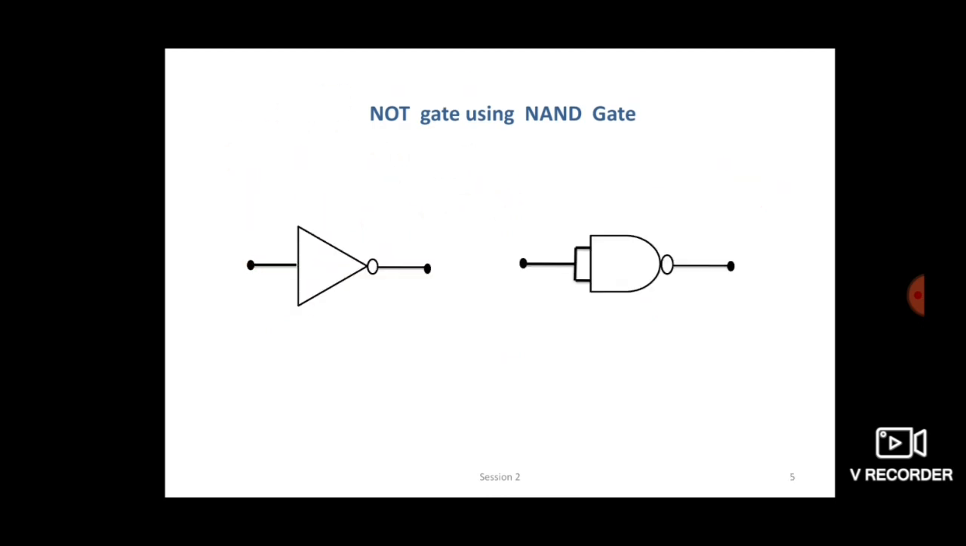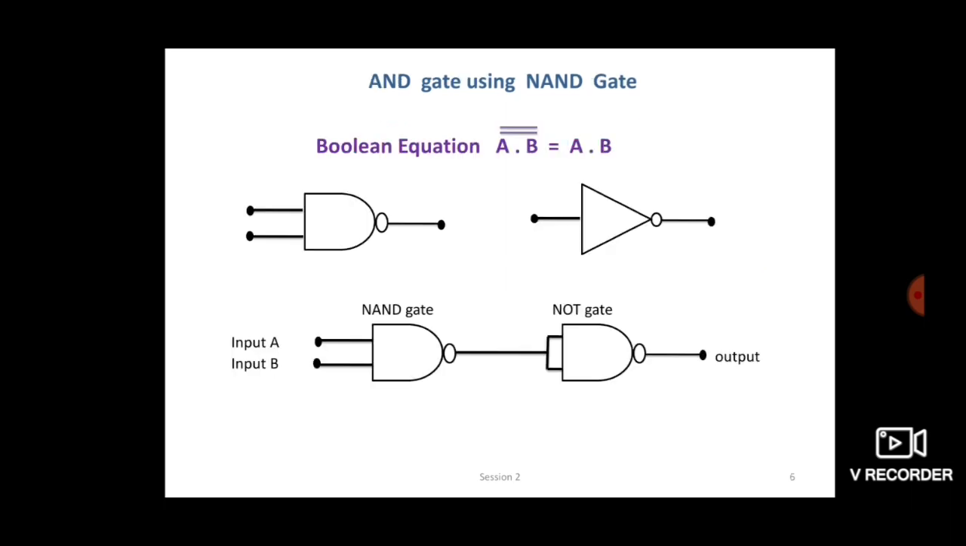So NOT gate is equivalent to this NAND gate construction. This is the original NOT gate and this is the built NAND gate, which is equivalent to NOT gate. Understood? Now the next gate is AND gate.